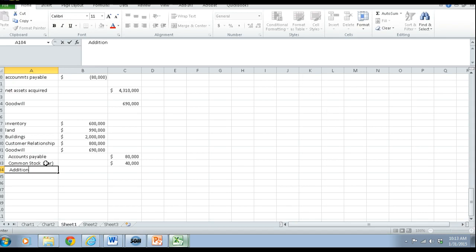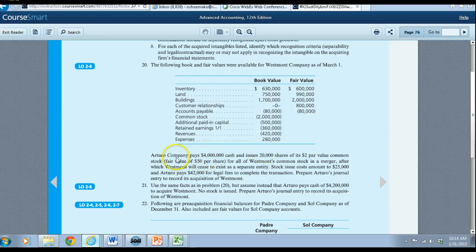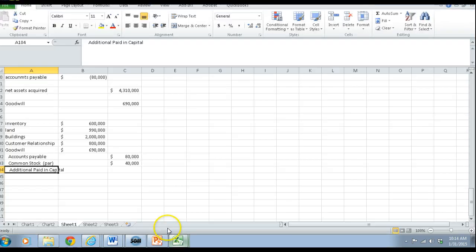Then the additional paid in capital would be 20,000 shares, but it has a fair value of $50 a share. The par was 2, so the difference, the $48 a share times 20,000 shares, is what we're going to show in additional paid in capital. So 20,000 shares times $48, or 960,000, would be our additional paid in capital. Okay. And then our cash is 4 million. Let me just make sure that my debits equal my credits. Right. So this would show the journal entry to acquire the company.